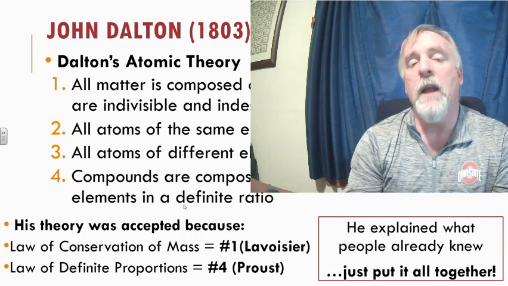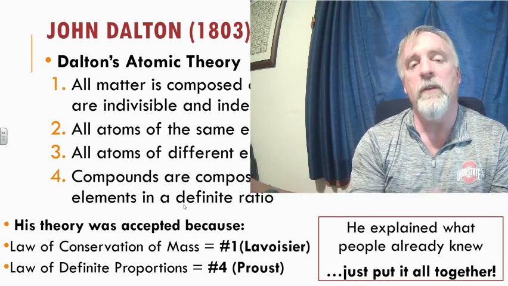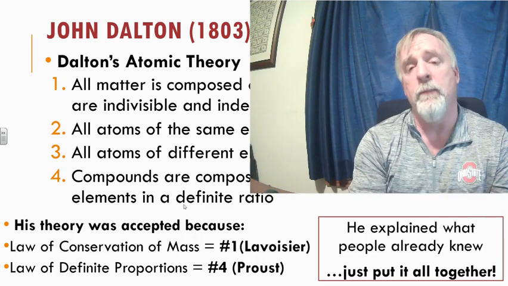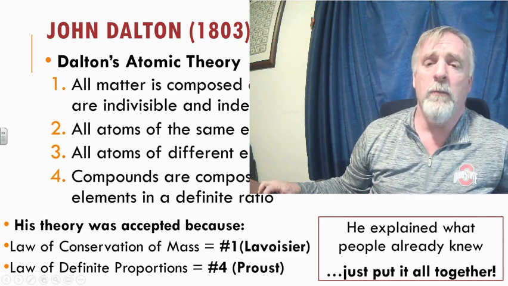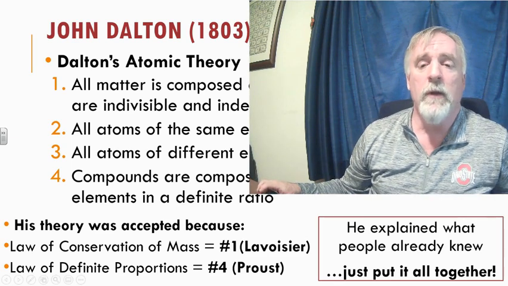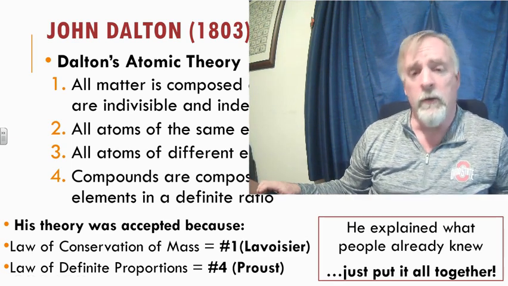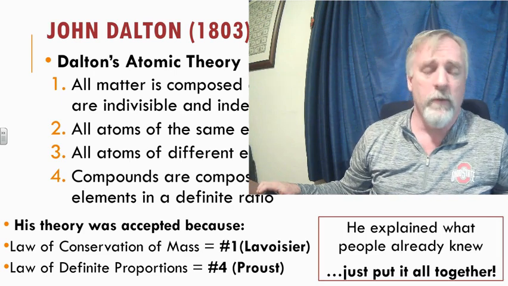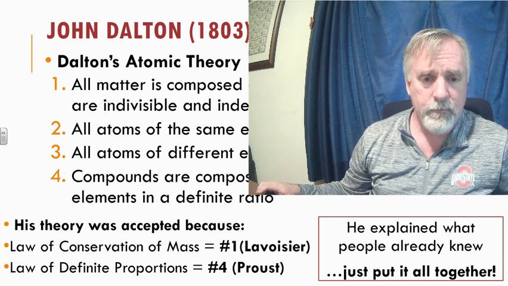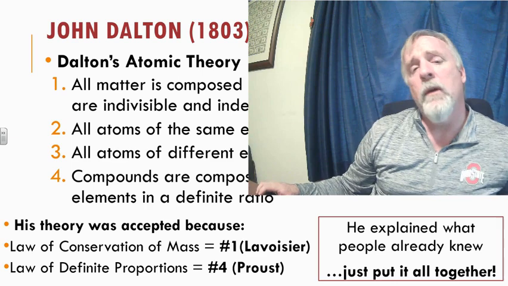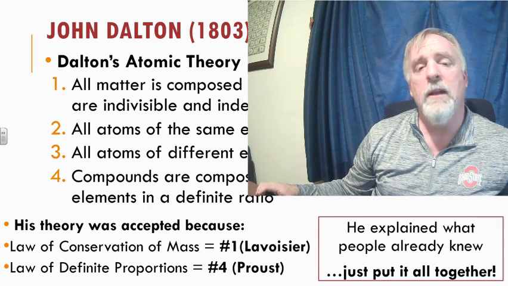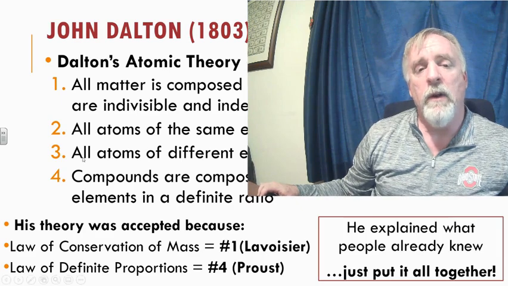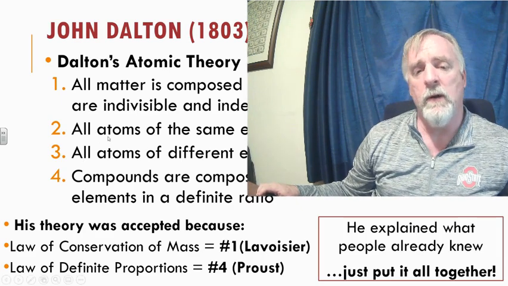So what he did is he put together these different pieces that we already had. We came up with a theory. And his theory was that all matter is composed of atoms. All right, it's composed of atoms. And these were the indivisible, indestructible little things that Democritus had proposed 2,500 years ago. He further went on and said, not only are they composed of atoms, but we have this idea of elements. In our point 2 here, all atoms of the same element are identical.